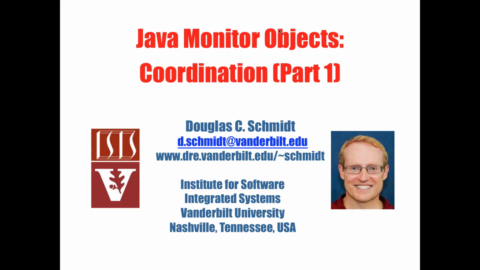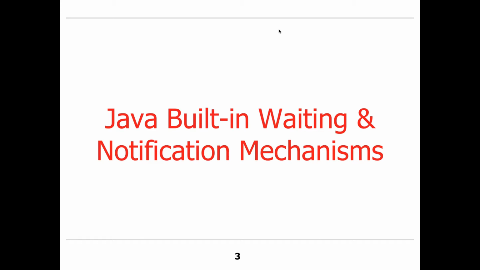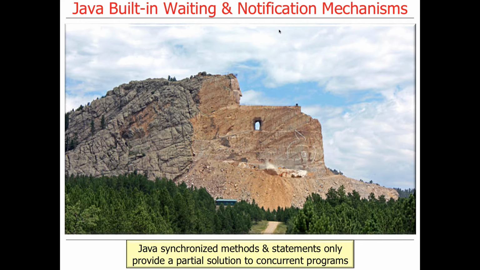Now that we've talked about synchronization, we can focus on the other piece that's provided by a monitor object, which we call coordination. So in this set of slides, we're going to talk about how built-in monitor objects provide these wait and notification, wait notify, mechanisms that are used to coordinate threads that run in a concurrent program. And to illustrate this, we'll be looking at this implementation, the simple blocking bounded queue, and we'll look at this from a couple of different perspectives. But first, let's talk about built-in waiting and notification.